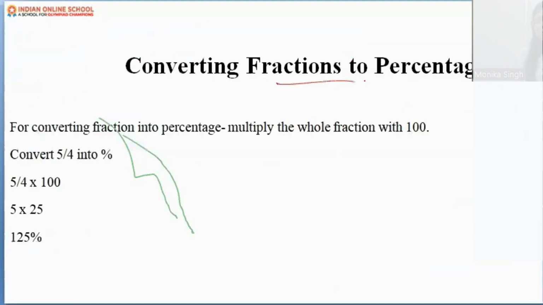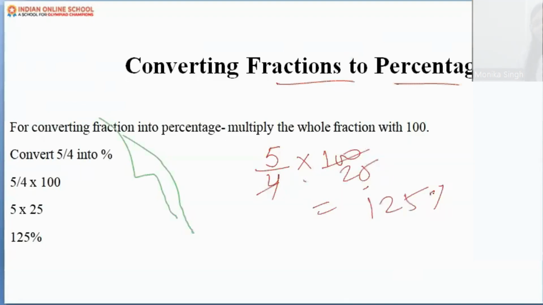Converting fractions to percentage. For converting fractions into percentage, we just need to multiply by 100. No other thing we have to do. Only multiply by 100 and you will get the percentage of that fraction. So what percent will you get here? Divide 100 by 4, we get 25, and 25 multiplied by 5 is 125%.